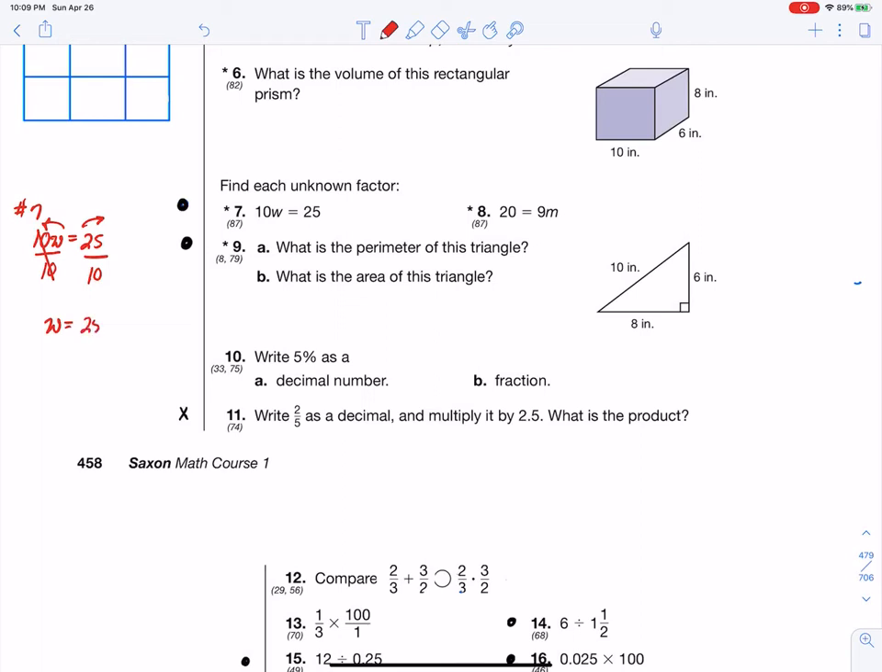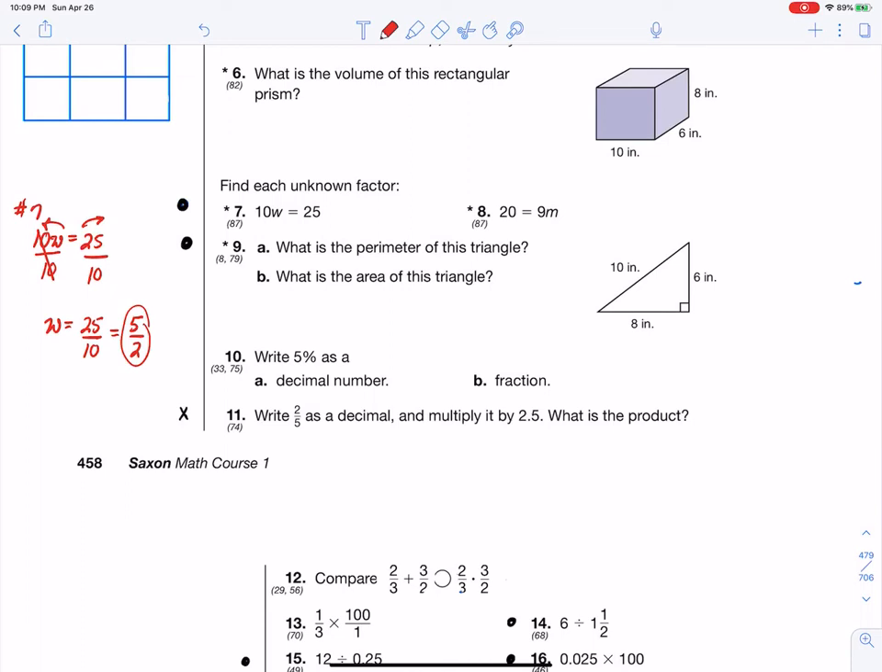I end up with 25 over 10, which reduces to 5 over 2 because both the top and the bottom are divisible by 5. And I can leave it that way. Perfectly fine. If you chose to write as a decimal, that's fine too. If you also chose to write as a mixed number, that's also okay.